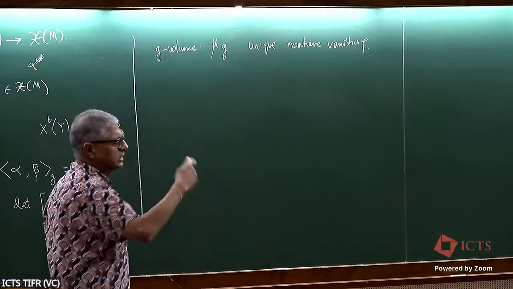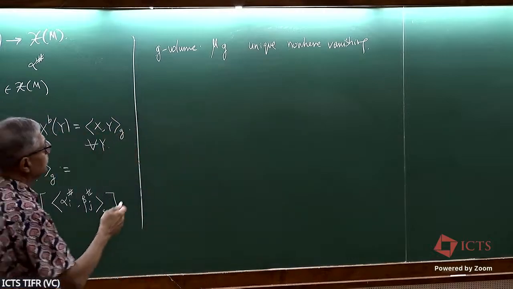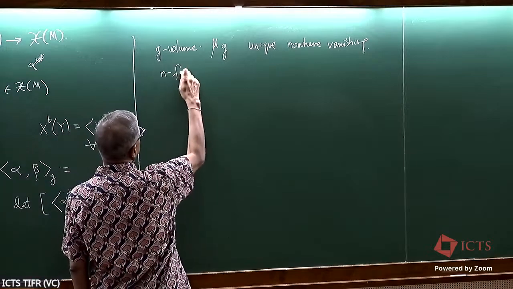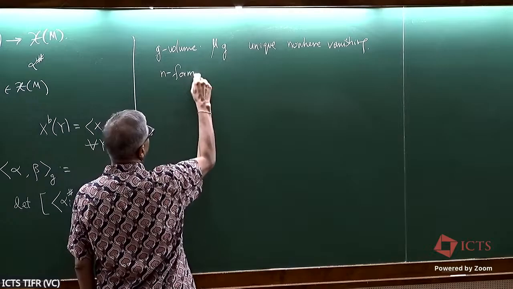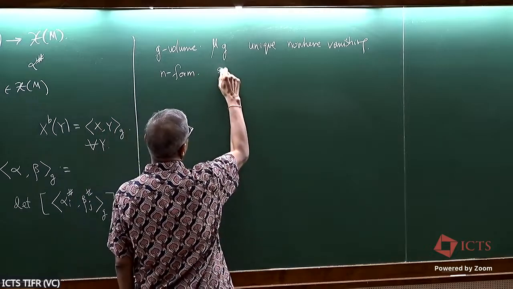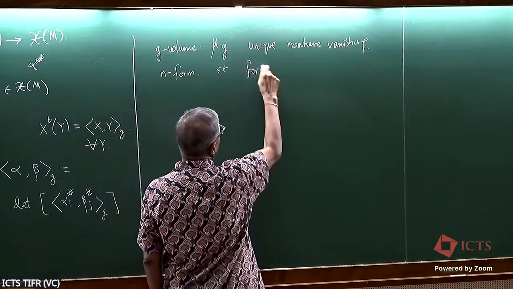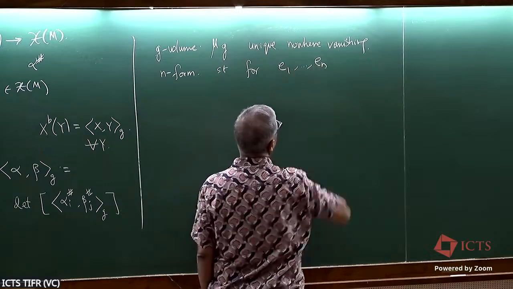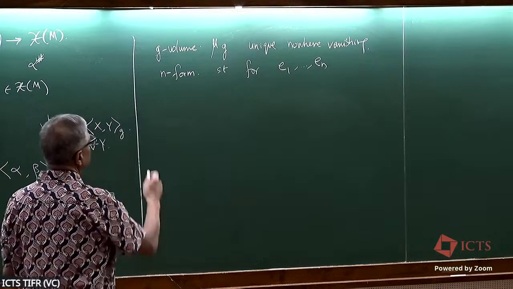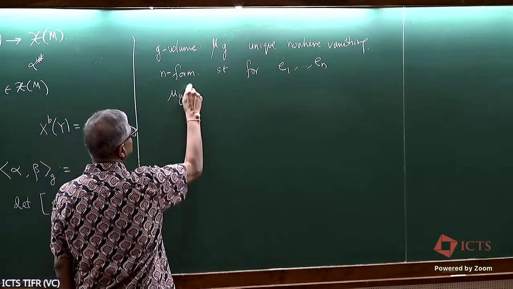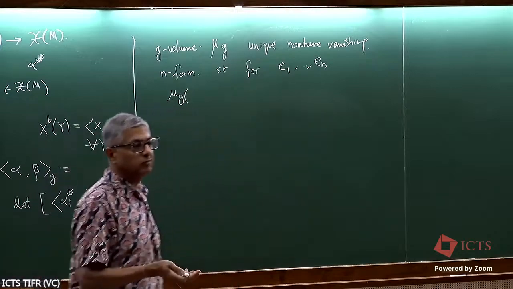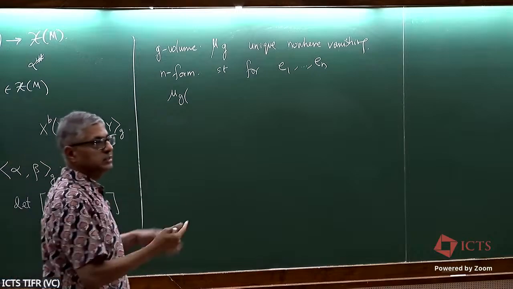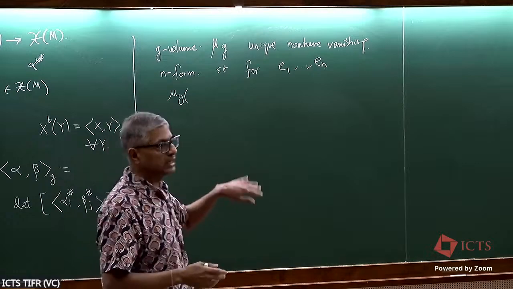Once you fix G and the orientation, there's a unique, nowhere vanishing N form. N is the dimension of the manifold, such that for any orthonormal set of N vectors, this mu of G, which are oriented in the same way as you have picked for the manifold. Like if you picked a certain orientation, then this set of vectors should match that orientation.